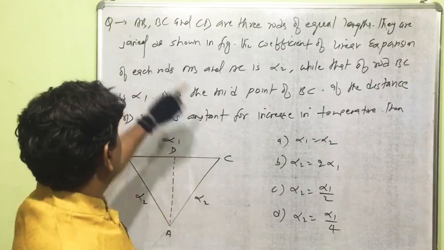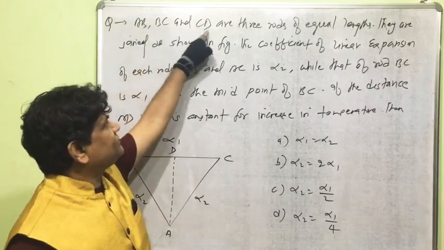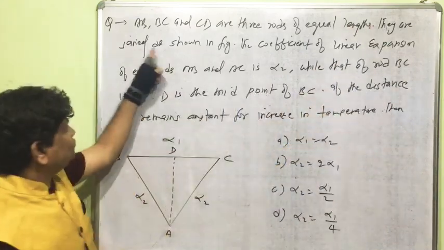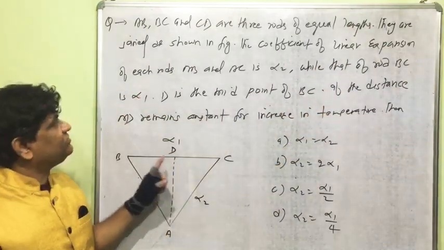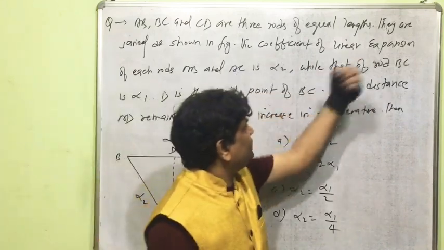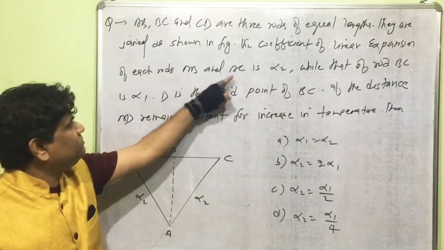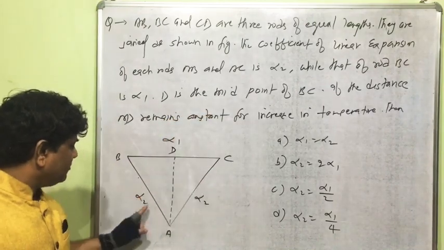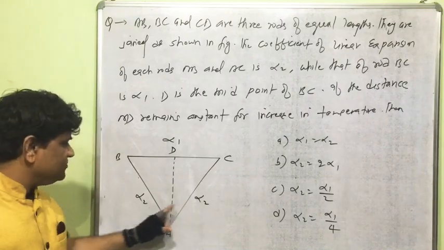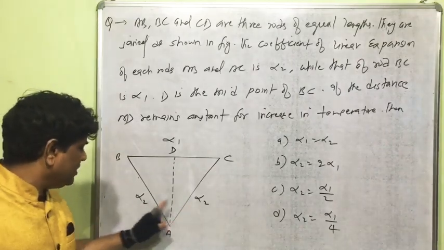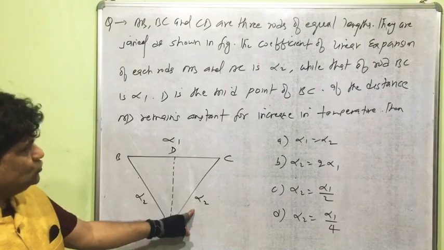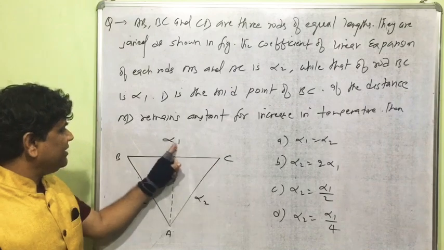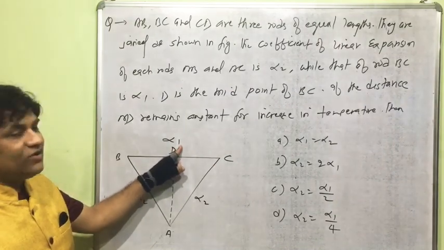Now the next question is: AB, BC and CD are three rods of equal lengths. They are joined as shown in the figure. The diagram is given on the board here. The coefficient of linear expansion of each rod AB and AC is alpha 2. Yes, AB and AC both are made of the same material. Their coefficients of linear expansion are the same, alpha 2. While that of rod BC is alpha 1.